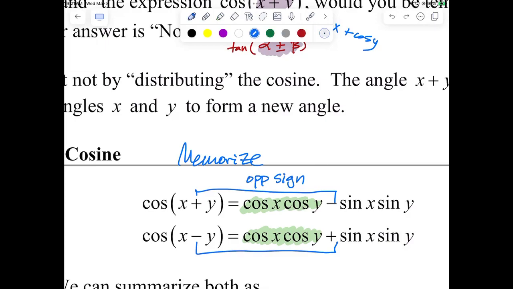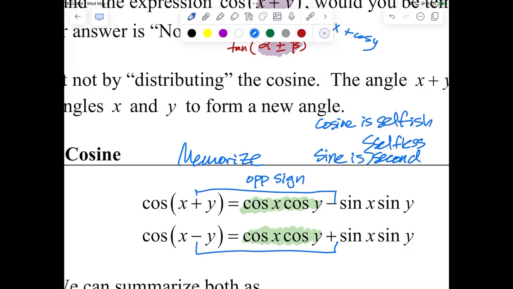Sine is second. That's kind of, yeah, you can say that too. So sine is second if you like the S sound, or you could say sine is selfless is what I've said before, and cosine is selfish. It's me. Now you can also think about there is the price for being selfish, right? The price for being selfish is the sign changes, right? Okay, you can go first, but there's a consequence. The sign's going to change.